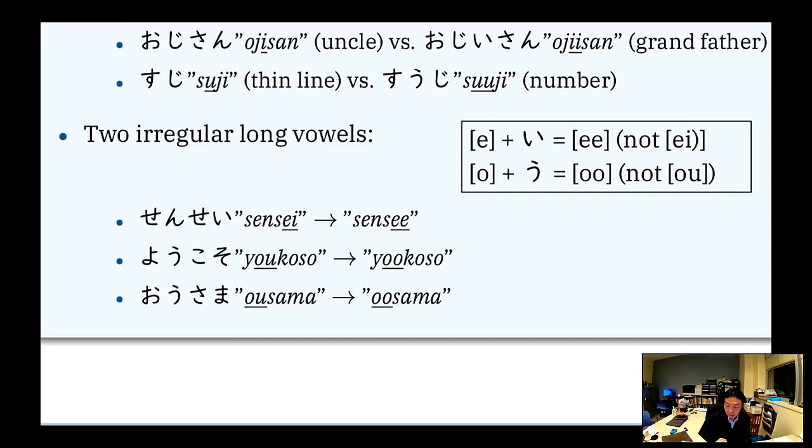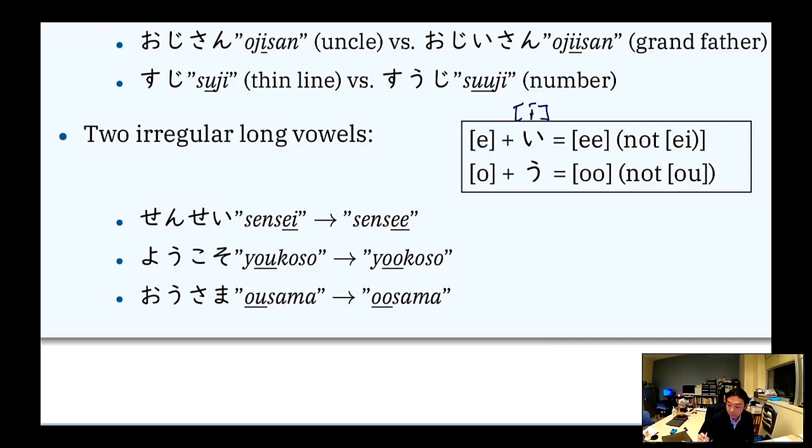Another irregular sound is the vowel sequence. When you hear the sequence of an E ending sound and an I sound, Japanese hate this sequence. So we don't like that sound. What we do is we make this a long vowel. So instead of saying the E and I separately, we just elongate the E.